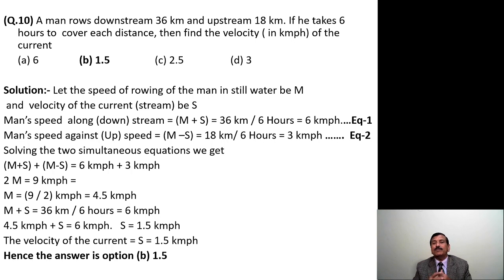A man rows downstream 36 km and upstream 18 kilometers. If it takes 6 hours to cover each distance, find the velocity of the current of the water. Now we consider the speed of the man in still water as m kilometers per hour. The velocity of the current of the stream be s kilometers per hour. When the man is rowing along with the stream, the speed becomes speed of the man plus speed of the stream, so m plus s is equal to 36 by 6, that is 6 km per hour. M minus s, against the stream, is 18 by 6, that is 3 km per hour.